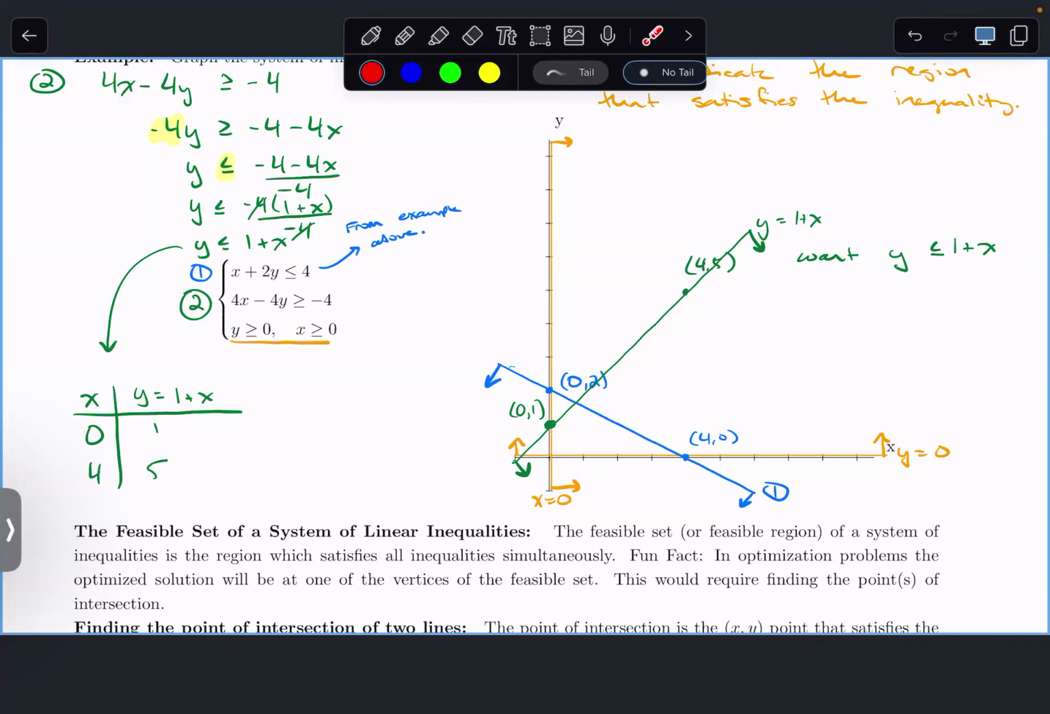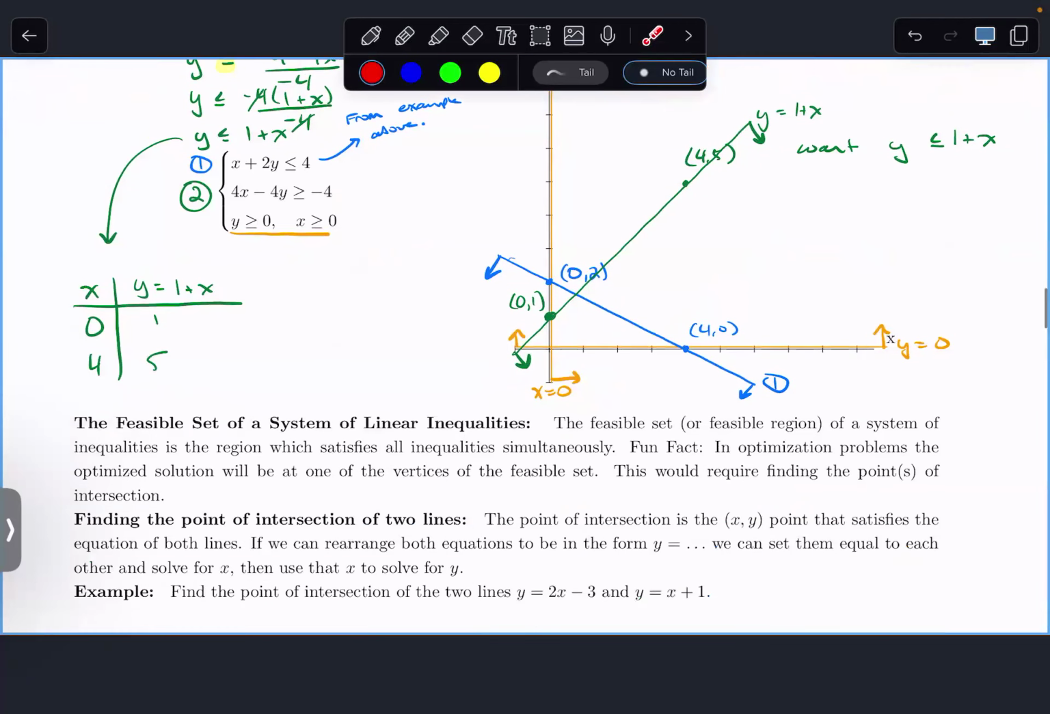And so this leads me to the feasible set of a system of linear inequalities. The feasible set, or the feasible region, if you prefer, it is a set, but it's also a region on a plane, of a system of inequalities is the region that satisfies all the inequalities simultaneously. And I threw in a fun fact. I think we're going to get there because it is really fun.